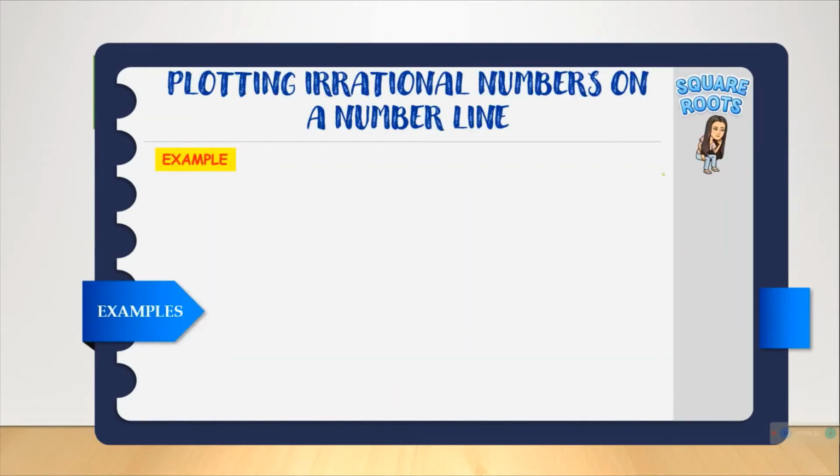And then, plotting of, paano natin ipa-plot yung nakuha nating estimation root. Sa rational kasi madali lang kasi eksakto yung sagot niya. Pero, paano to pag irrational numbers na? So, plot square root of 40 on a number line. So, ang sagot na natin ay 6.32.